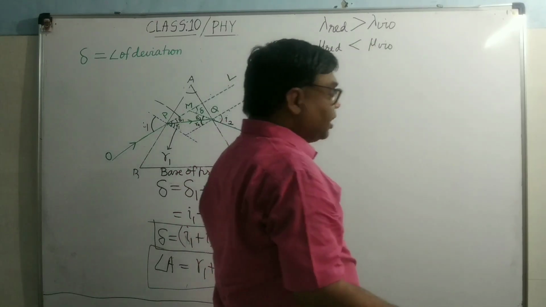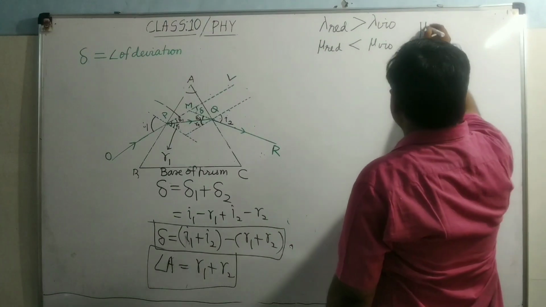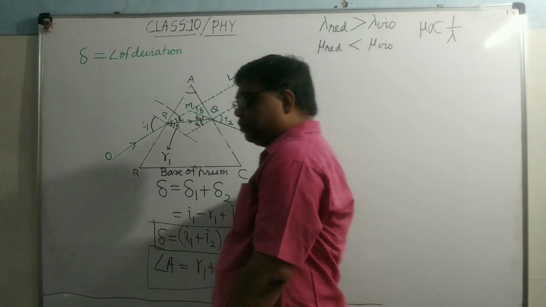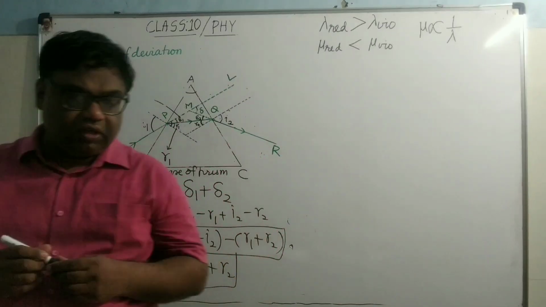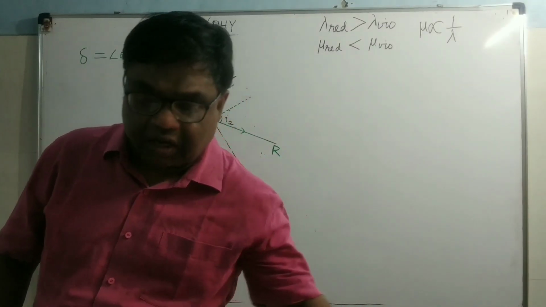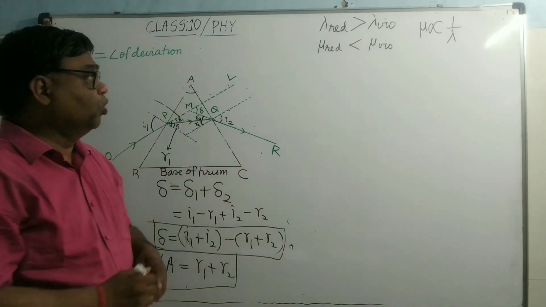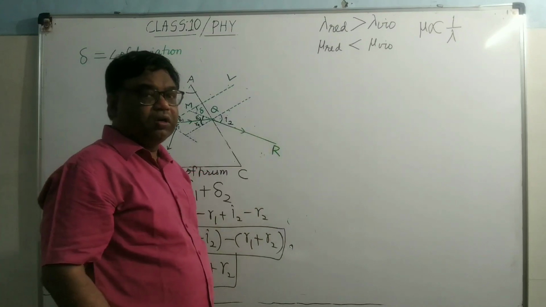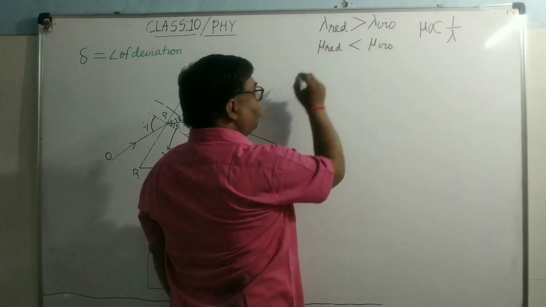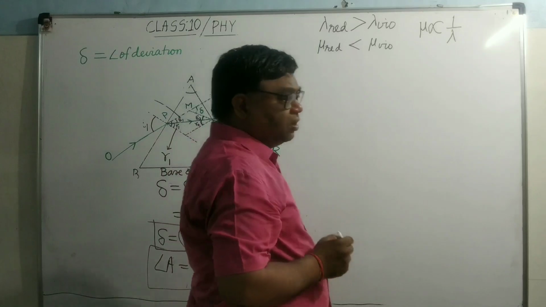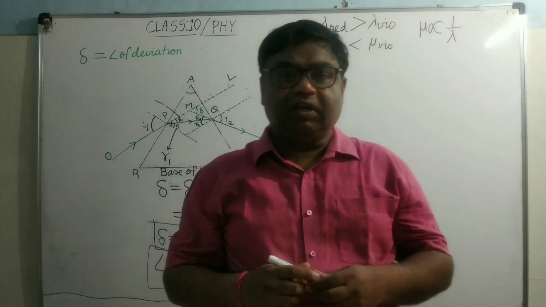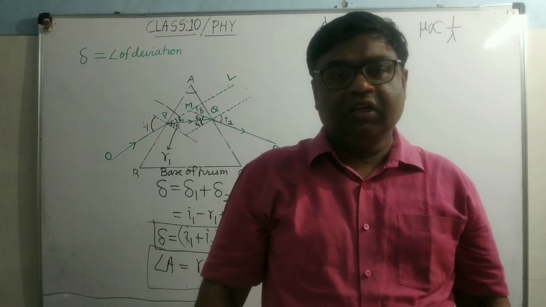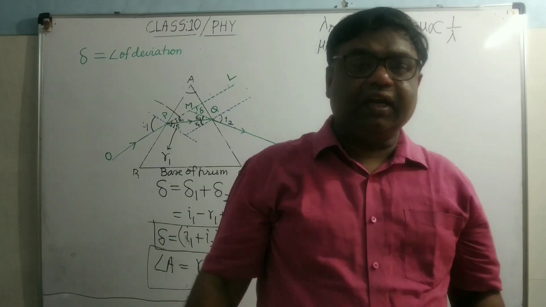And why? Because just now I told you the relationship between refractive index and wavelength. Refractive index mu is inversely proportional to the wavelength lambda. More the lambda, less will be mu. Now the angle of deviation depends upon the refractive index. More mu, more will be the angle of deviation.